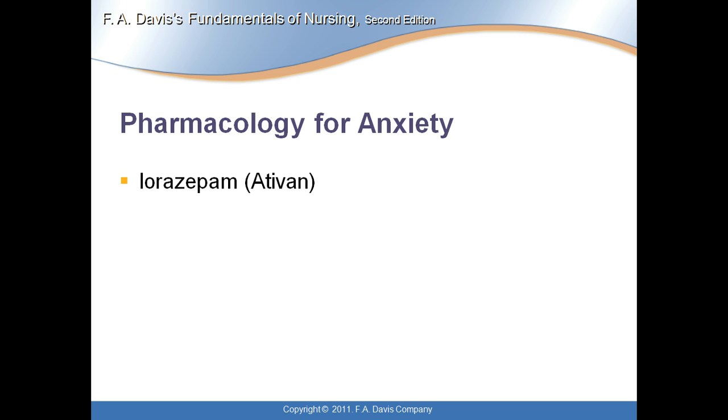So for pharmacology of anxiety, I'll have you look this up on your Skyscape, but Ativan is probably the most common. We tend to give this at the hospital. I don't want to say a lot, but for those who are anxious, we usually give about 0.5 milligrams just to help relieve some of those symptoms. If it doesn't, then we may give them a little bit more.